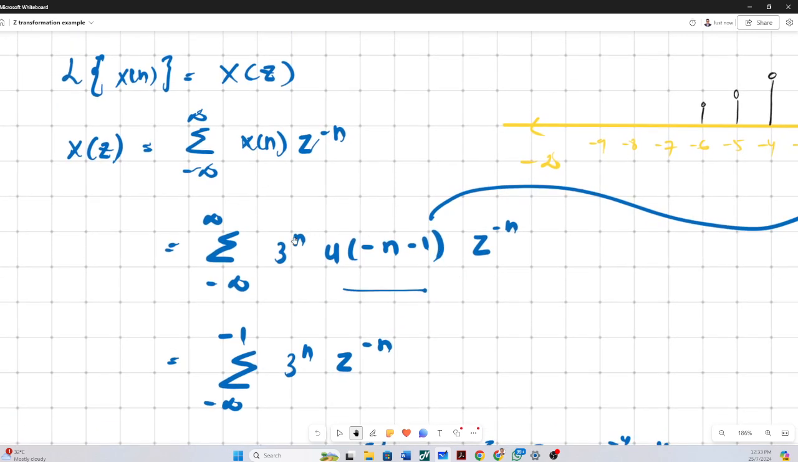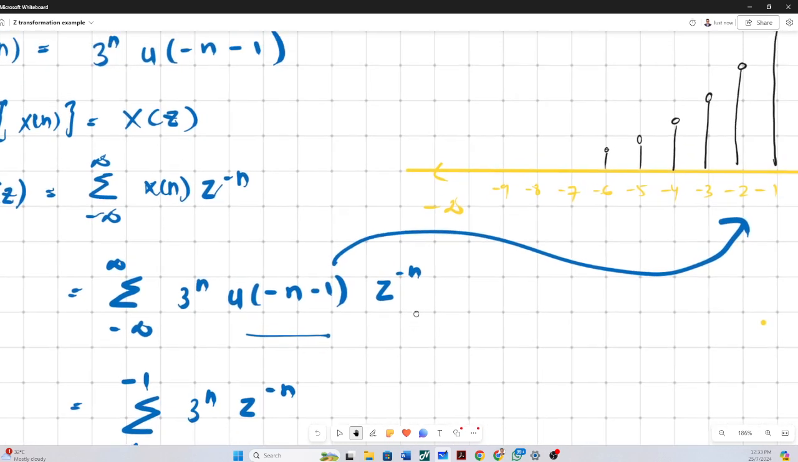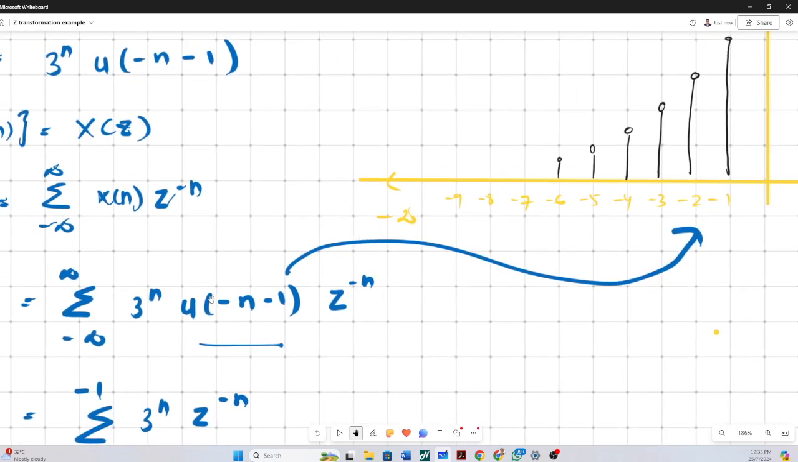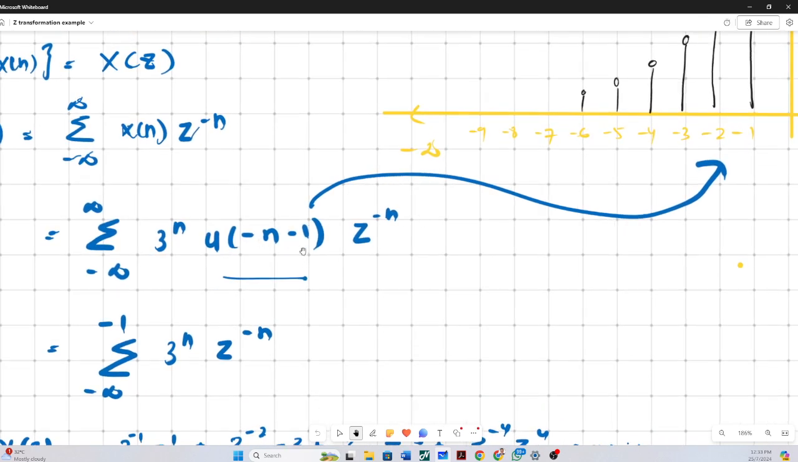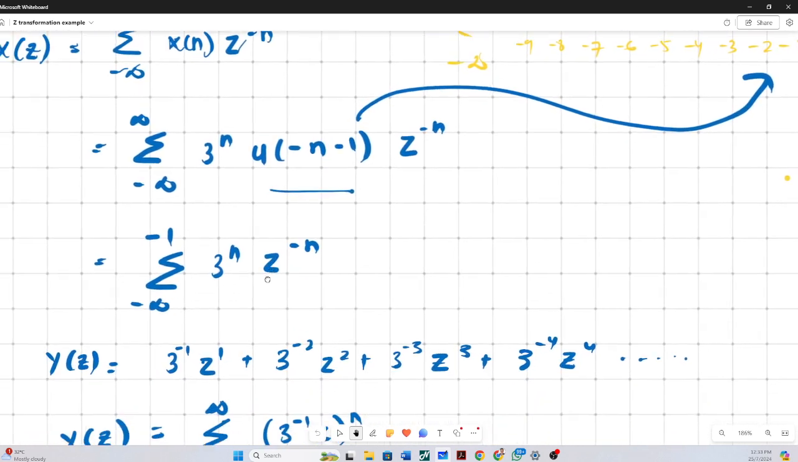Alright, now to simplify our system, we already know that the signal starts from minus 1 until minus infinity. So u[-n-1] we can drop or eliminate by setting up our limit. From the limit minus infinity to infinity, we know the maximum is going to minus 1. So we adjust our limit to minus infinity to minus 1, so we can drop this term. Then we are left with 3^n z^(-n).